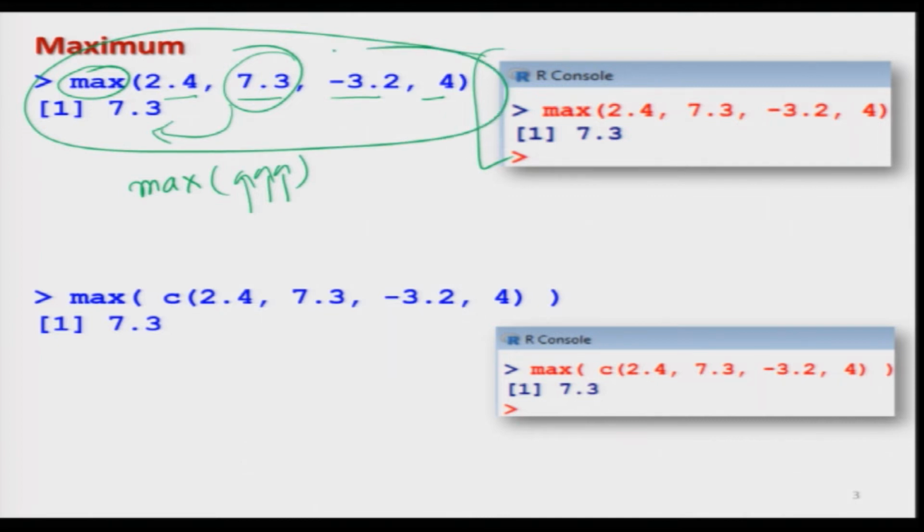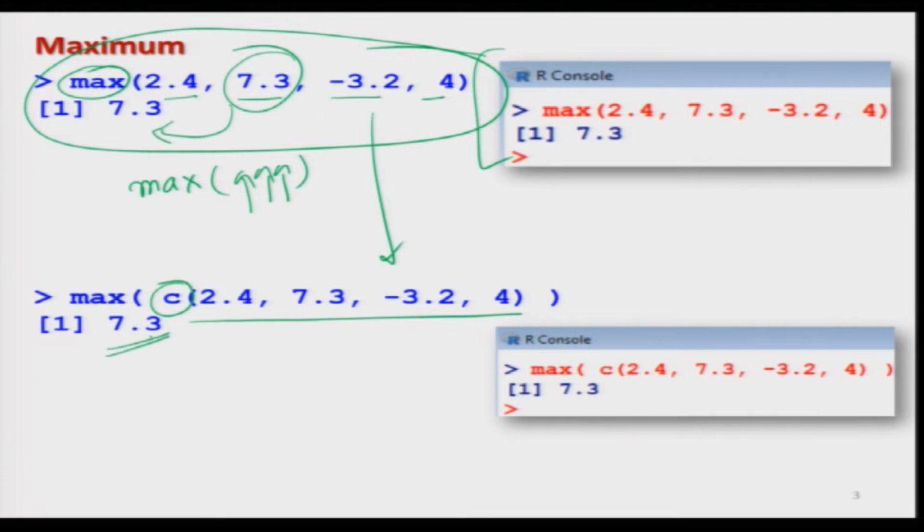The C command means that when I give the values 2.4, 7.3, minus 3.2 and 4, I am not using the C command to combine these values, but simply writing down these values. Now I try to do the same operation using the C command: I write the same values inside the parenthesis, but with the C command, and the answer is once again 7.3.